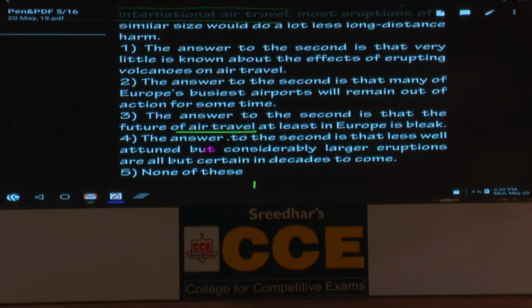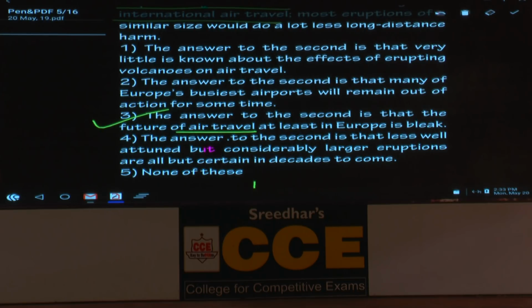The second option talks about international air travel or specifically Europe. Europe. Do you see the expression international air travel? No. Third option, the answer to the second is that the future of air travel, because air travel, at least in Europe, is bleak. At least in Europe means he is talking about international air travel. So, based on that, what is the answer? Third option is the answer.